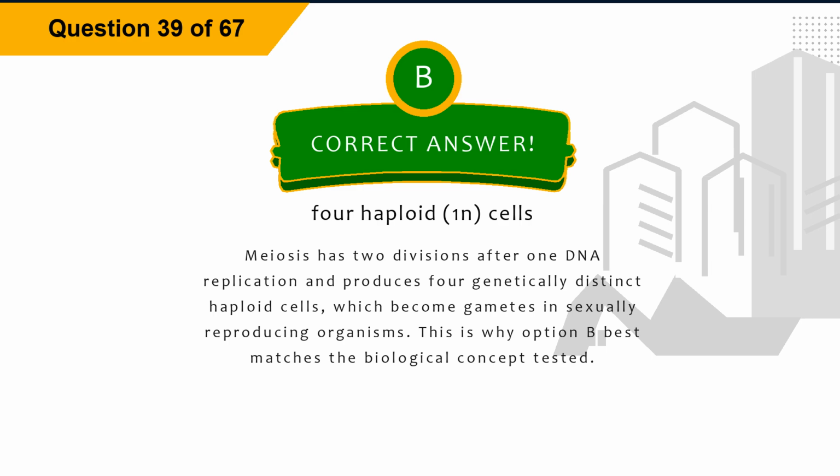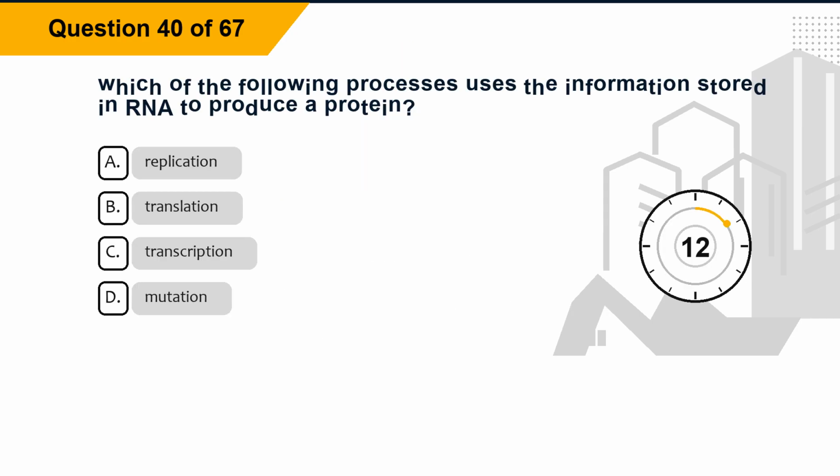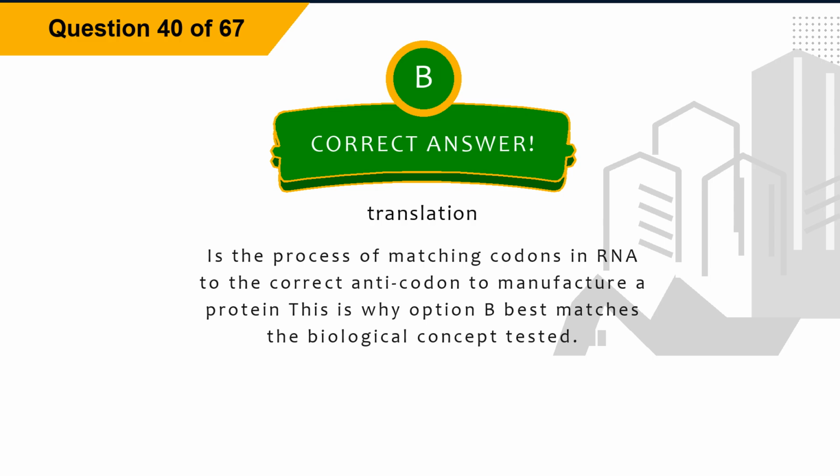Explanation. Meiosis has 2 divisions after 1 DNA replication and produces 4 genetically distinct haploid cells, which become gametes in sexually reproducing organisms. This is why option B best matches the biological concept tested. Question 40. Which of the following processes uses the information stored in RNA to produce a protein? Option A, replication, option B, translation, option C, transcription, option D, mutation. The correct answer is option B, translation. Explanation.